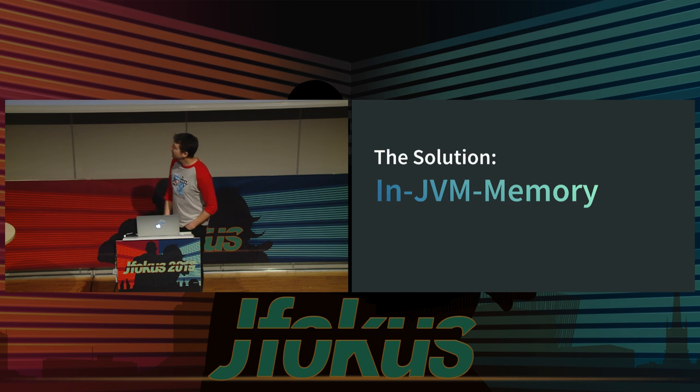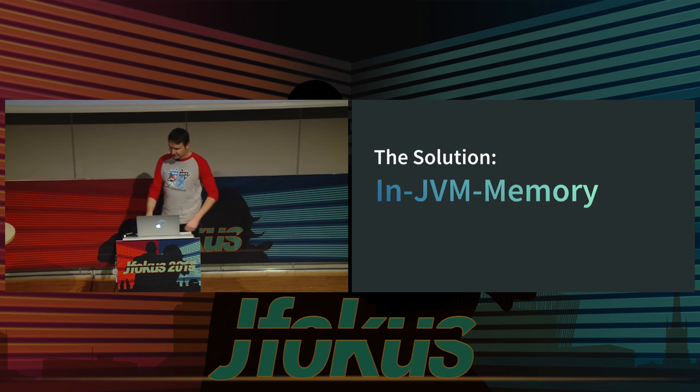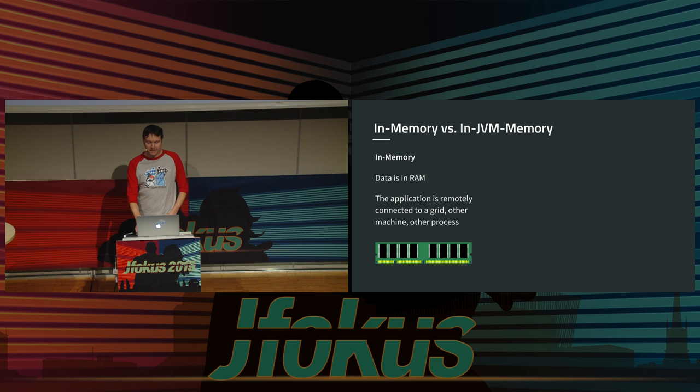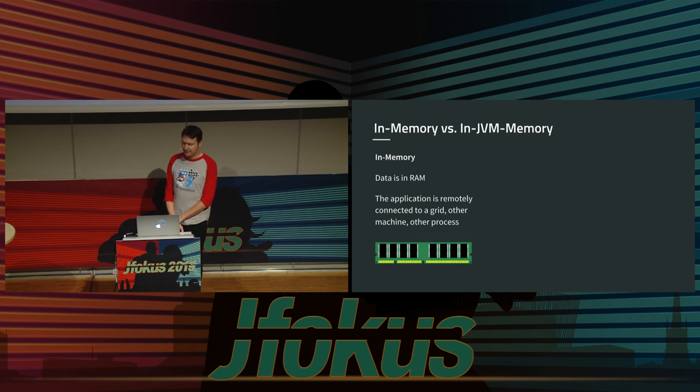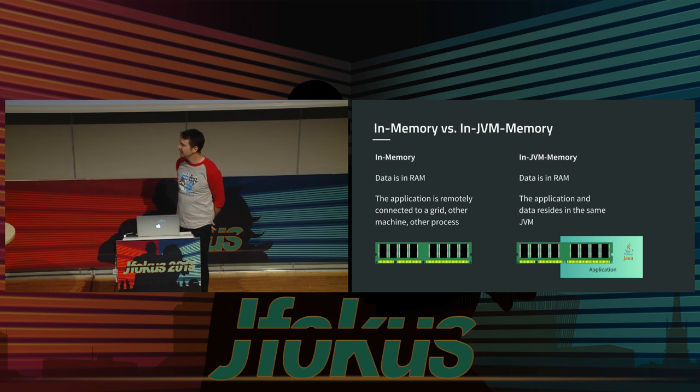So how can we solve this? Well, the only solution I know is something called in-JVM memory. And what is that? How does that differ from in-memory? In-memory in general means data is in RAM, of course, and the application is remotely connected to a grid, a machine, or another process. Whereas in-JVM is the same, but the application and data reside in the same JVM. So you can actually address your data directly within your JVM process.